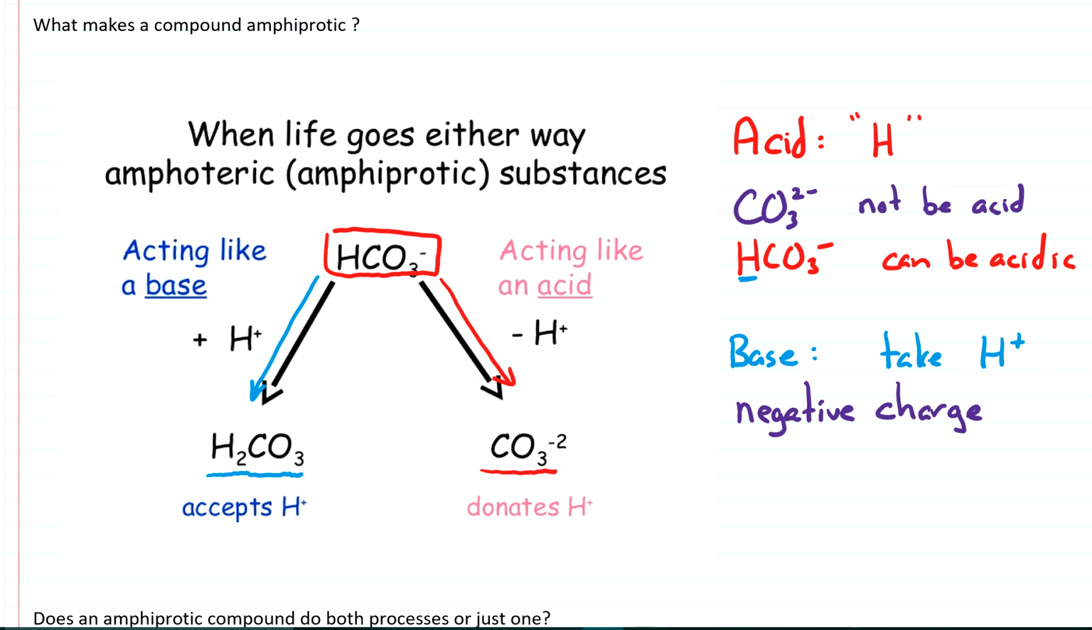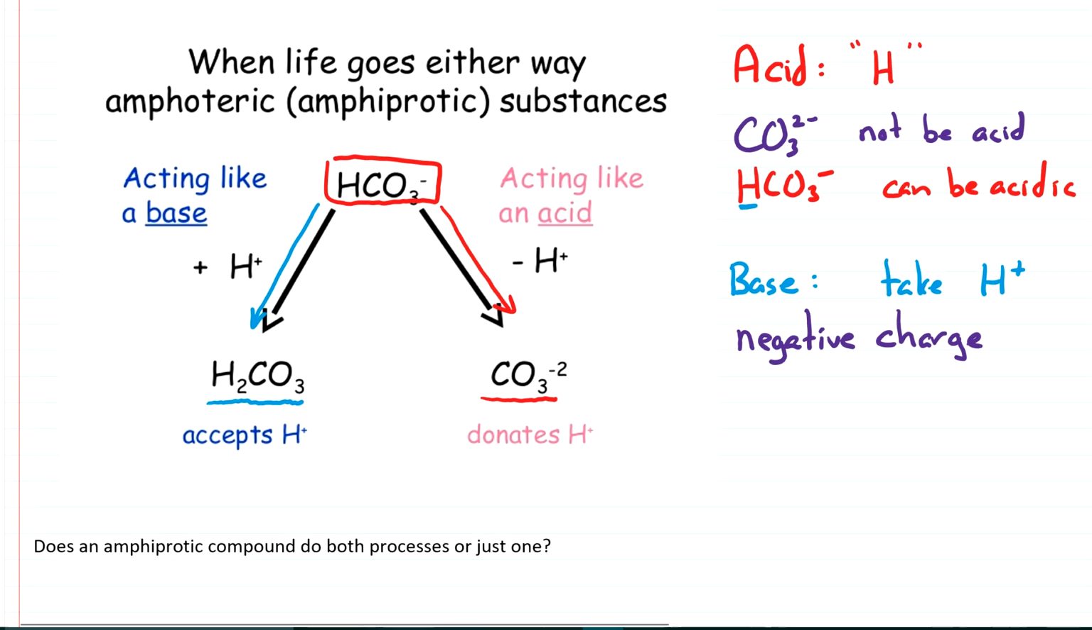Now, it's not always the case, and we'll show you the exceptions to this later. But generally, if you have an H and you have a negative charge, then good chances are you could be amphiprotic. So obviously, HCO3- has an H and has a negative charge, which makes it a good candidate to being amphiprotic, the ability to take protons and to give up protons.